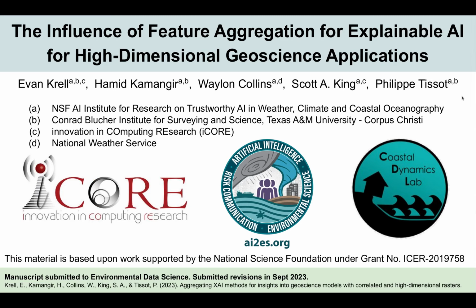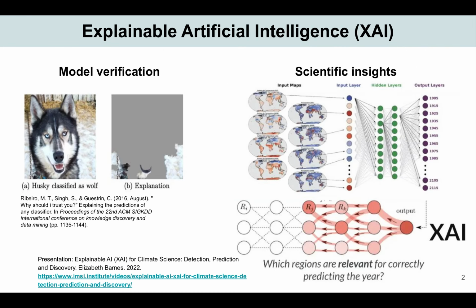Hello, I'm Evan Krell, and this is a quick look at some of our recent work in using explainable AI techniques for models that use gridded spatial input data. As complex machine learning techniques are becoming widespread, there's interest in figuring out what a trained model has actually learned. This may be useful for verifying that the model is applying realistic strategies.